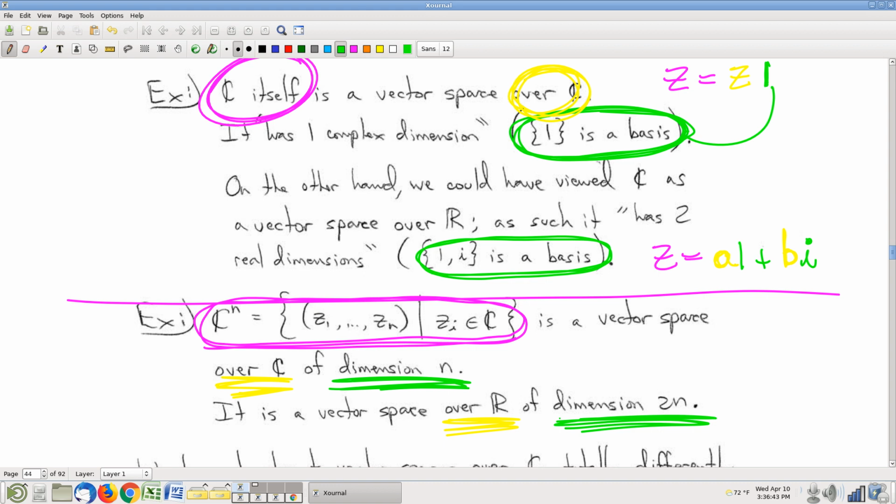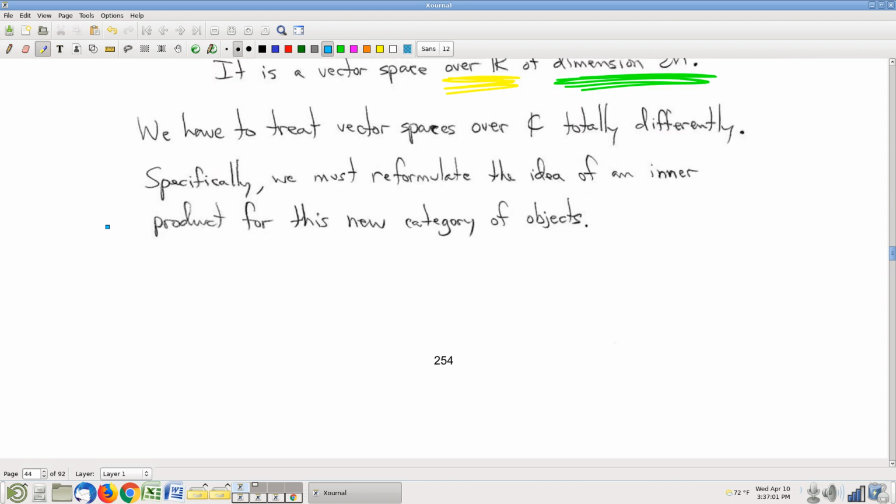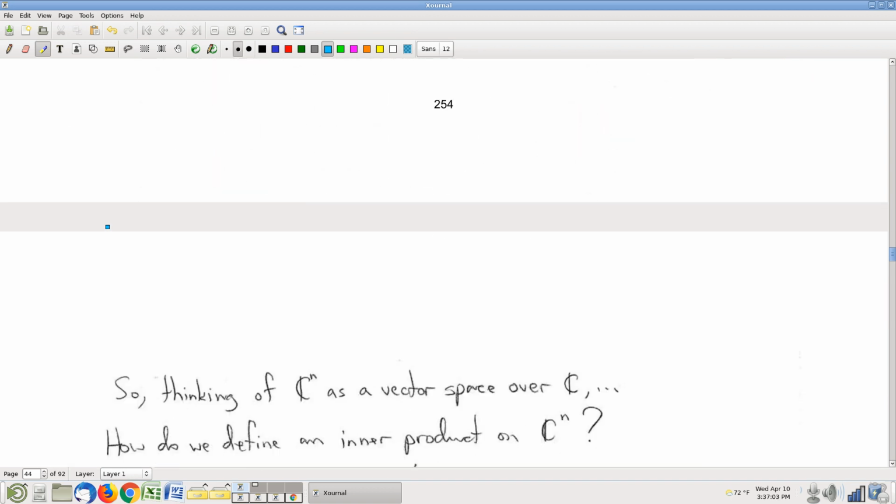Okay, so CN is different. Everything is different. We can't just treat CN like RN. We're in a very, very different circumstance, and things are changing, and this just doesn't work. So what I would like to ask now is, what about inner products, and specifically on CN?